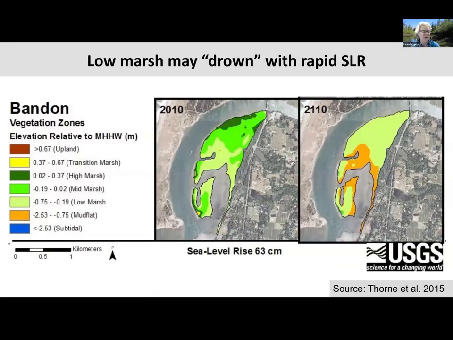Quickly showing a couple maps from Karen Thorne and Chris Janasek and their colleagues' study. They looked at the potential for tidal marsh to drown due to sea level rise. And they modeled this, and these maps show a scenario where sea level rise is about 2 feet by the year 2100. And this is one site, it's Bandon Marsh, a site I've worked on quite a bit. The colors show you that this site right now at the beginning of their study, 2010, was mostly what they called mid-marsh, which is in between low and high, and low marsh. But by 2110, most of that mid-marsh has transitioned to low, and quite a bit of the low marsh has drowned. It's turned into mudflat.